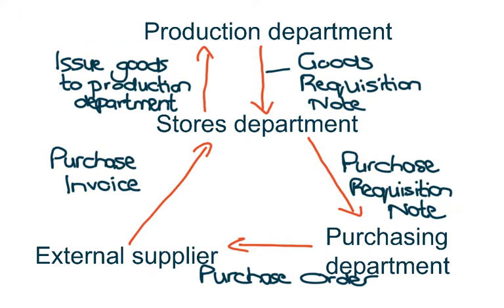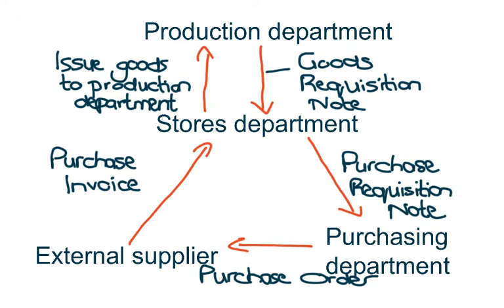First of all, this is a diagram of the business. We have a production department, a stores department, a purchasing department, and then outside, external, we have the people from whom we will buy, and we call that person the supplier. This whole cycle will start with the production department. The production will need certain goods or materials, and they will then ask the stores department for those goods.